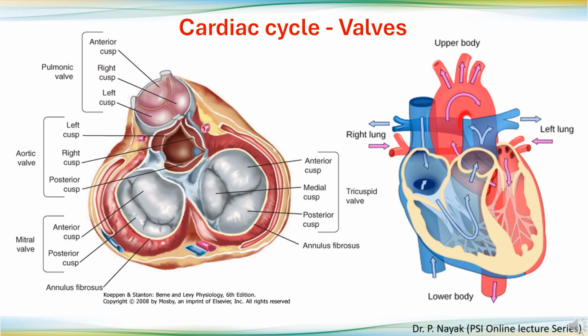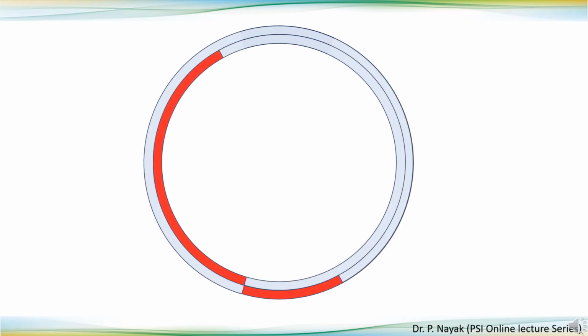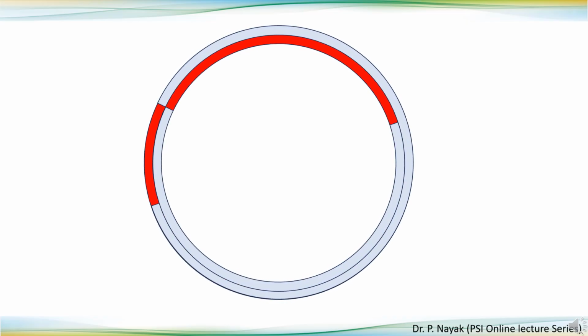Surrounding these valves is the annulus fibrosus, a fibrous ring that provides structural support and electrical insulation between the atria and ventricles. Sequential and coordinated changes in the heart's valve integrity, which occur cyclically with electrical conduction, are collectively referred to as the cardiac cycle.